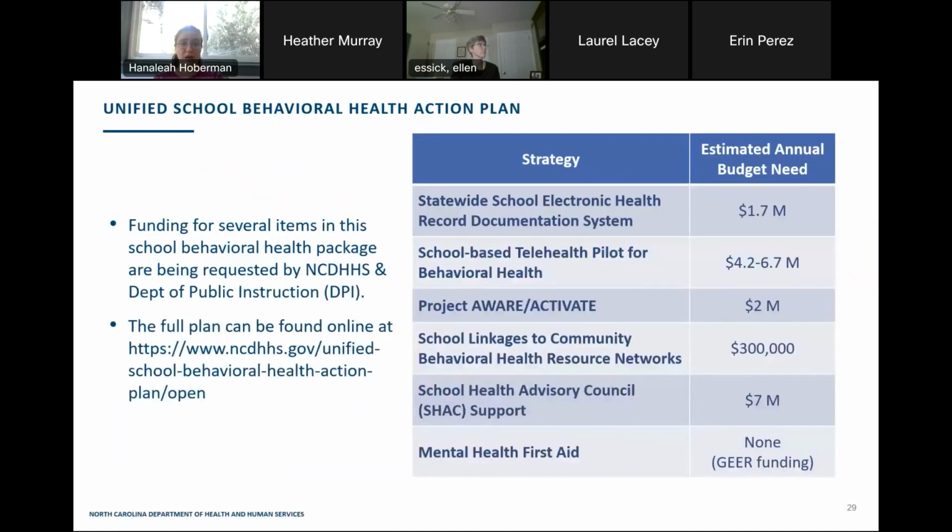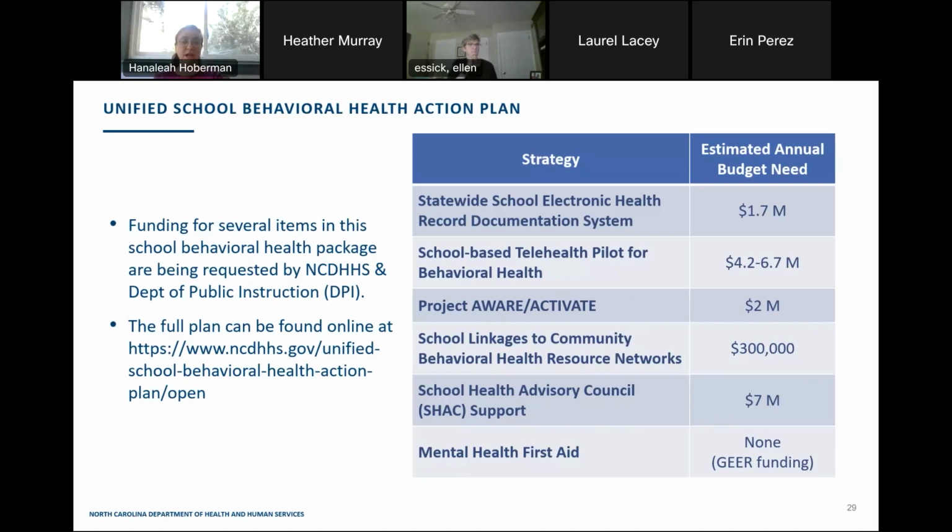So I think this is just a summary slide of the strategies that we put forth in the action plan, and the estimated funding needs associated with them. So as I've emphasized, this is not a done deal. This isn't something that you'll definitely be seeing on the ground next year, but we are very hopeful. We can say that mental health first aid is currently being rolled out. We are hopeful that the state school electronic health record documentation system will come soon after, hopefully by the end of the first semester of next year.